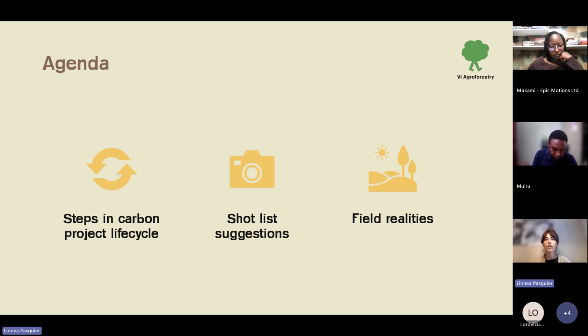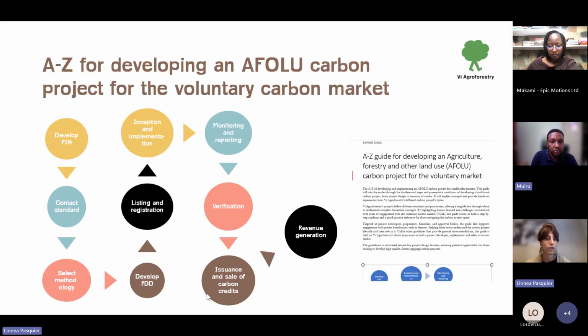And for each step, I will also highlight some of the suggestions that we think would be suitable for a shot list. This is also to give you a bit of the practical, because if I talk about concepts, it might still sound a bit theoretical. So this is also to help you understand more. And field realities, which Ferdinand and Ludvikus will guide us through. Great. So this is just so that you get an overview.